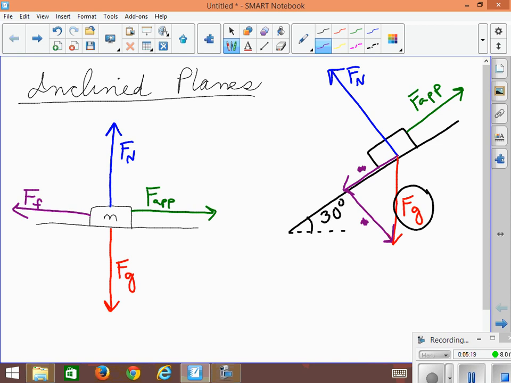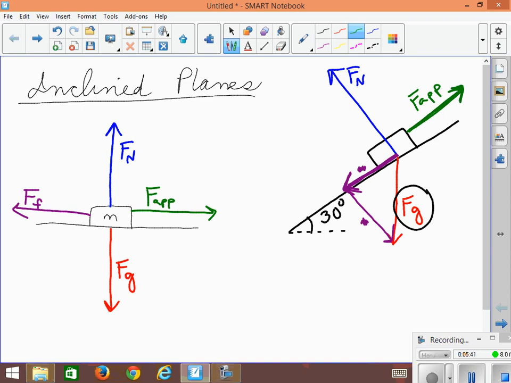Now, if this purple component right here is actually bigger than the force that's applied, then the gravity would win and the box would slide down the hill. But if the force applied happens to be bigger than that gravity component, well, then the box would go up the hill.